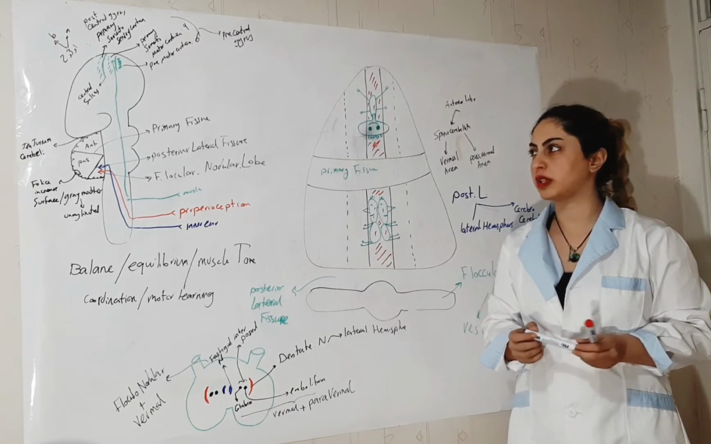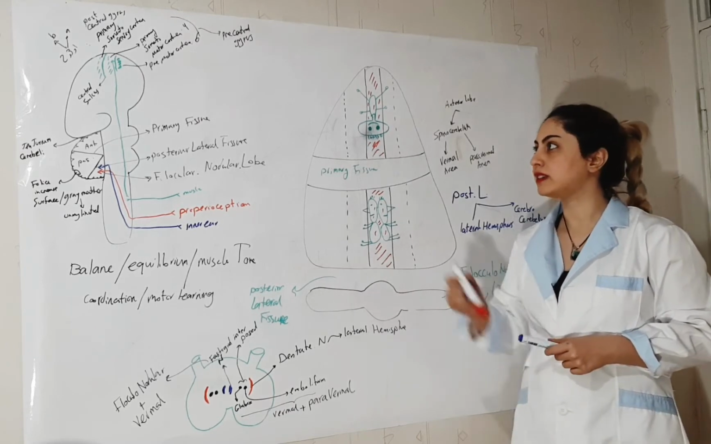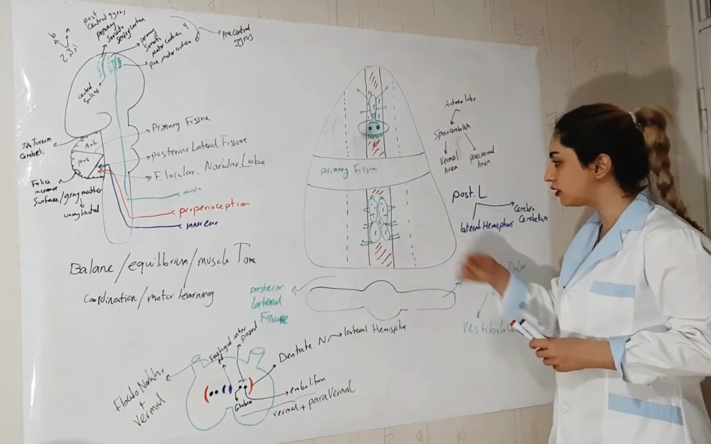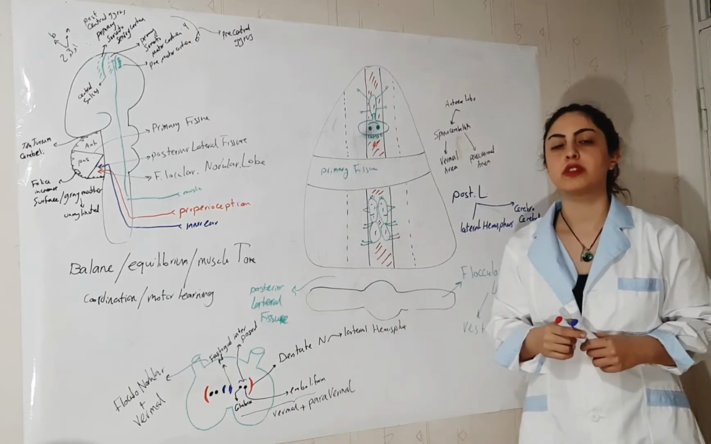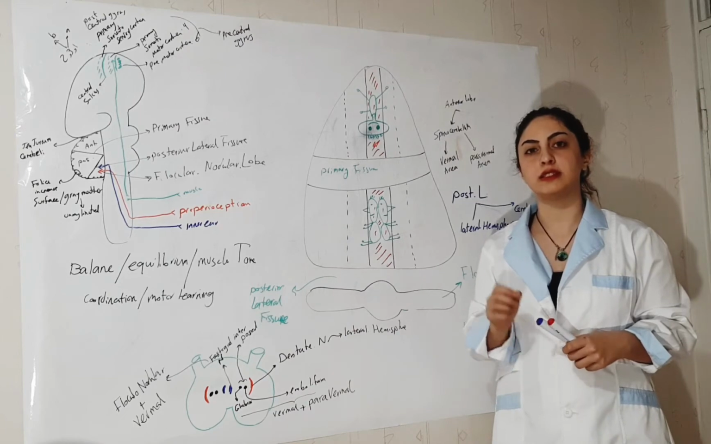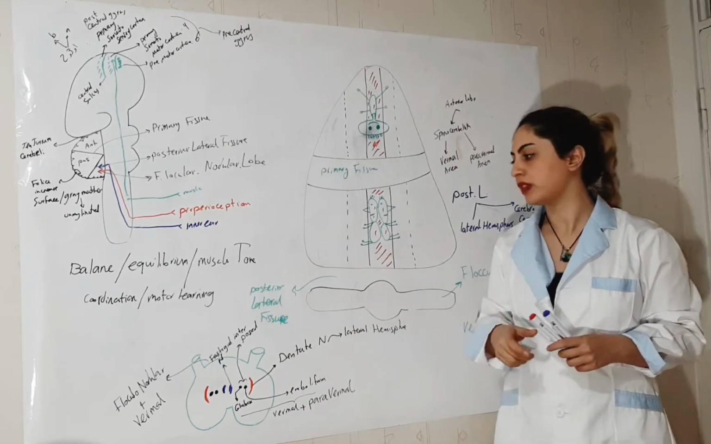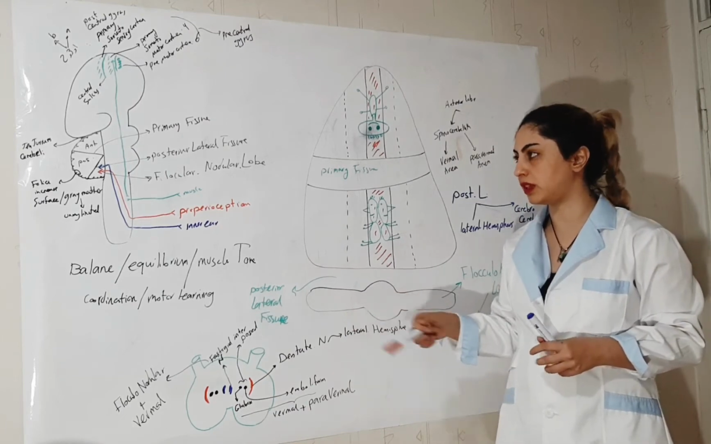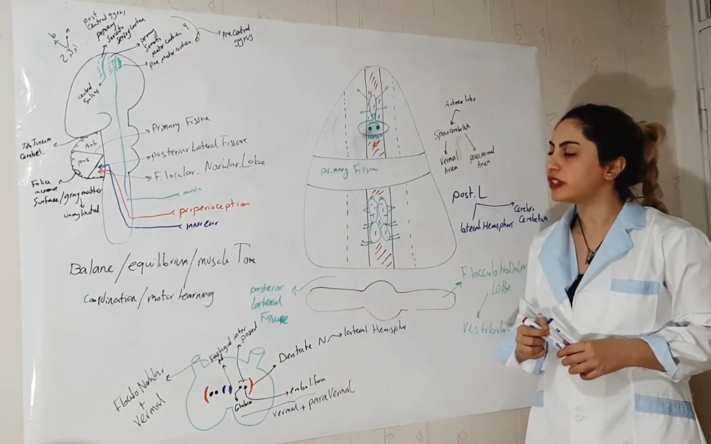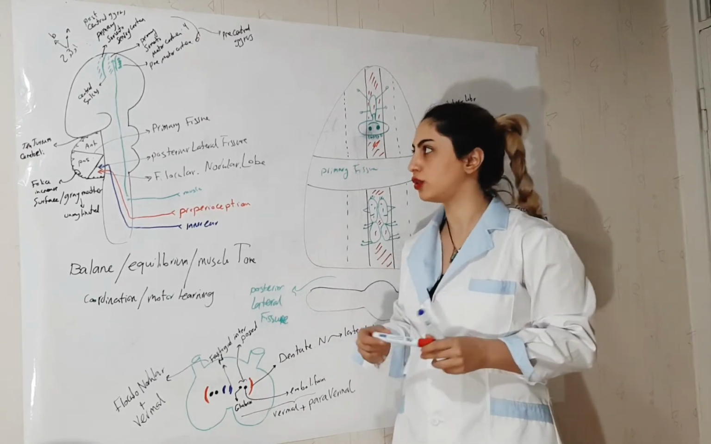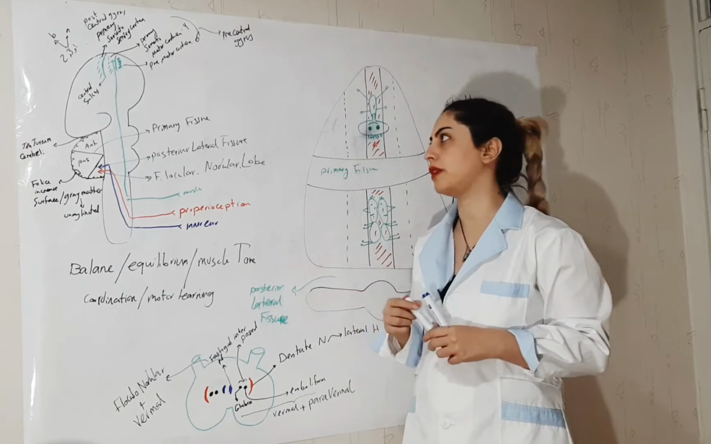Today I want to talk about the cerebellum, its anatomy and also functional anatomy, and also some nuclei which are located in the deep part of the cerebellum, which are called deep cerebellar nuclei. But first of all, I will start with the anatomy, looking at the cerebellum.